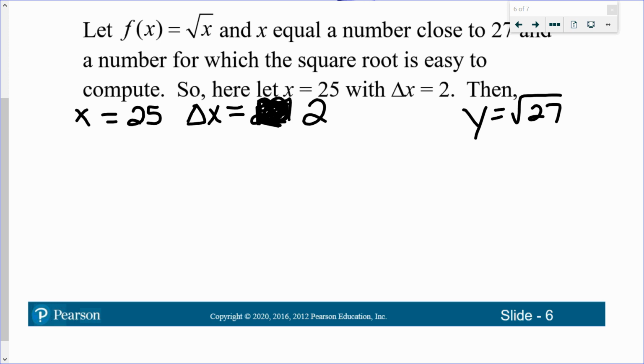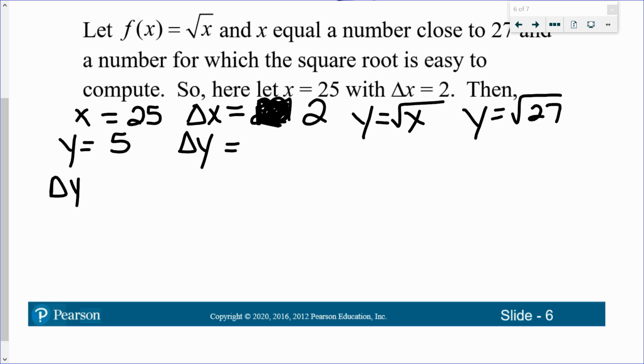We also want the y value associated with 25. So y, remember our function, and we're going to take that out of the function, is the square root of x. So if we say that x is 25, then y was 5. We need delta y. We need to know what the change in y was. Well, remember, we're going to use that formula. Delta y is approximately equal to f prime x times delta x.